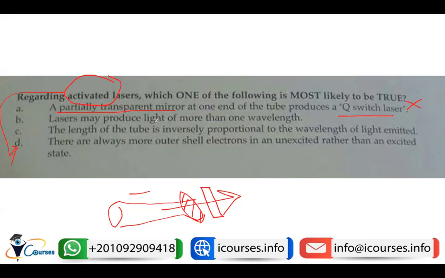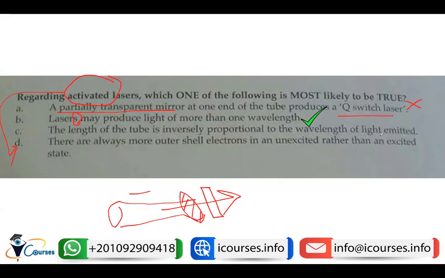Laser may produce light of more than one wavelength. That's correct, because we know that the laser can produce, for example, infrared rays like that of the femtosecond laser. It can be ultraviolet rays like that of the excimer laser. So the laser itself can produce light of different or multiple wavelengths. So you see here, it is lasers, with an S. So lasers can be of many wavelengths.